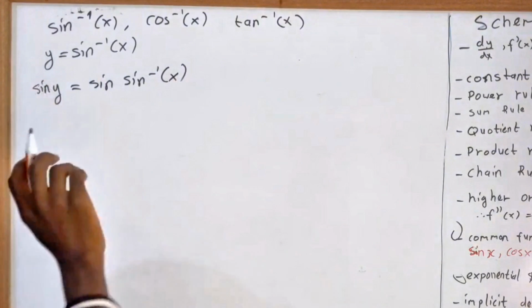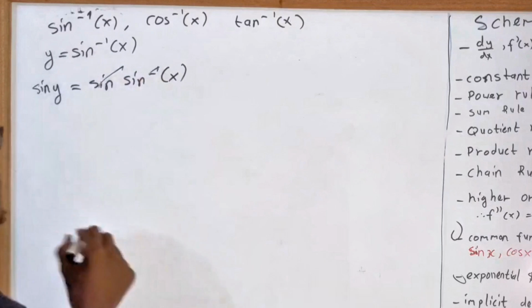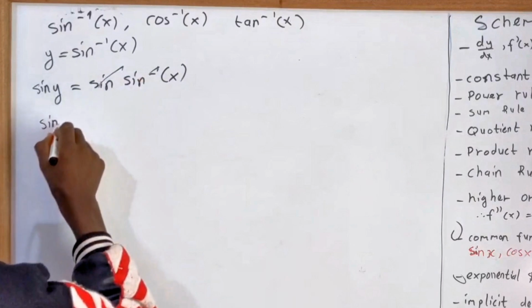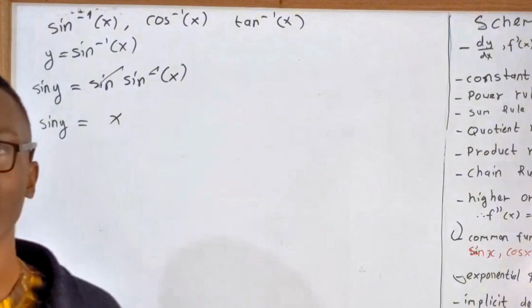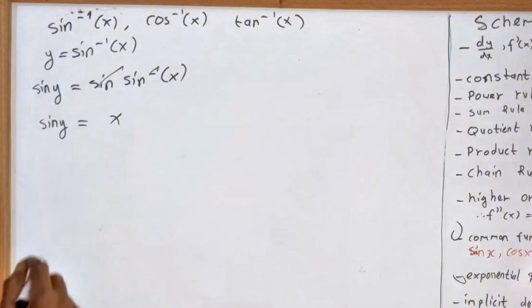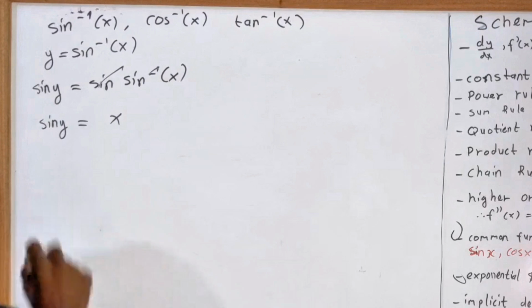Because if you put sine here, you are going to put sine on the other side, and hence this sine and sine will cancel out. Therefore, you are going to have what? Sine y is equal to x. Yeah, you saw that magic? Hence, we are going to differentiate this because we want to have dy over dx.